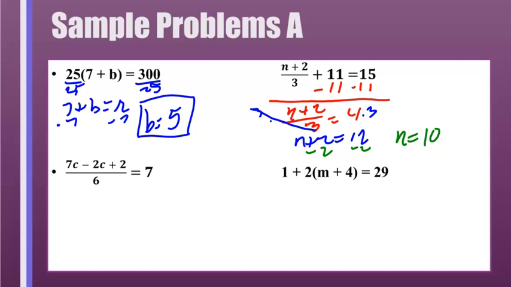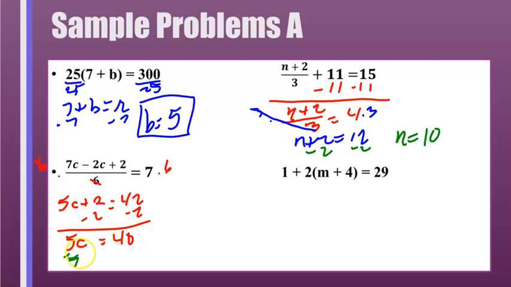Next, here I want to get rid of the denominator, so multiply by 6 on both sides. And now I'm going to combine like terms in the numerator. That gives me 5c plus 2 equals 42. To get 5c by itself, I'm going to subtract 2 on both sides, and I'm left with 5c equaling 40. The opposite of multiplying by 5 is dividing by 5. If I divide both sides by 5, c is going to equal 8.